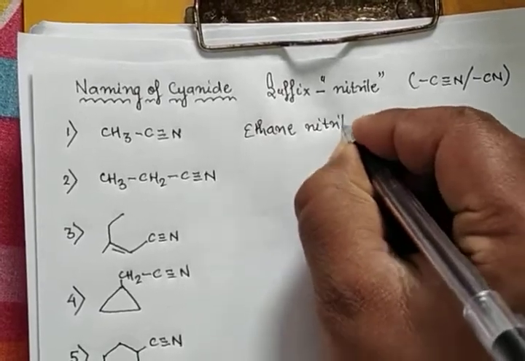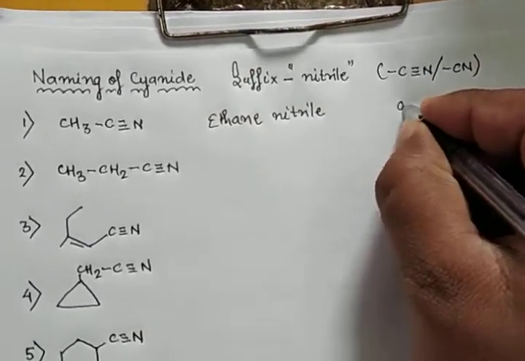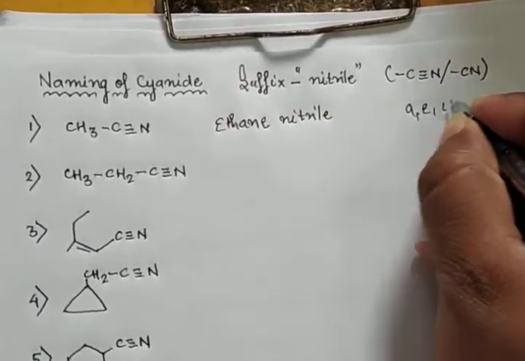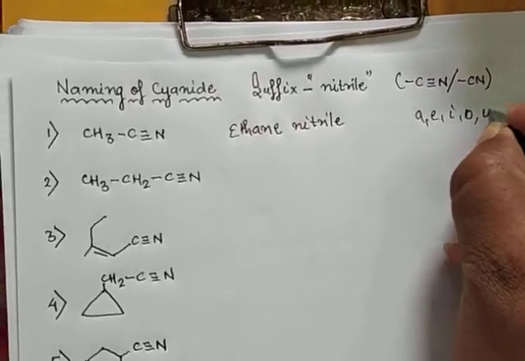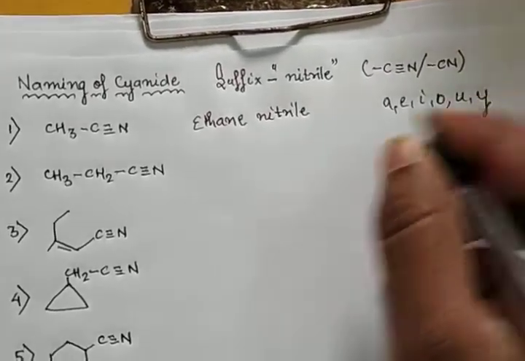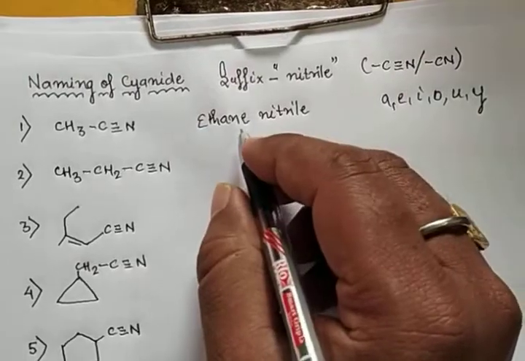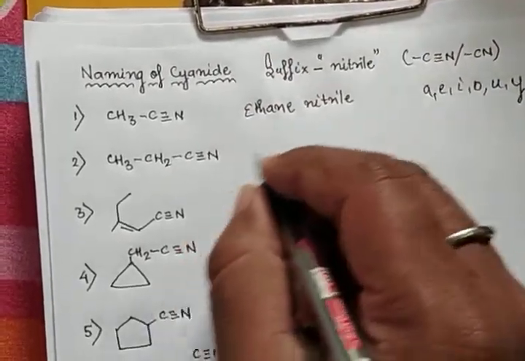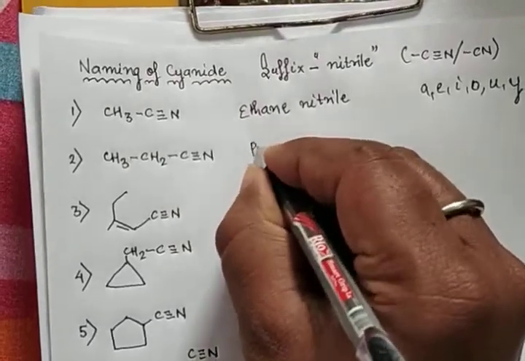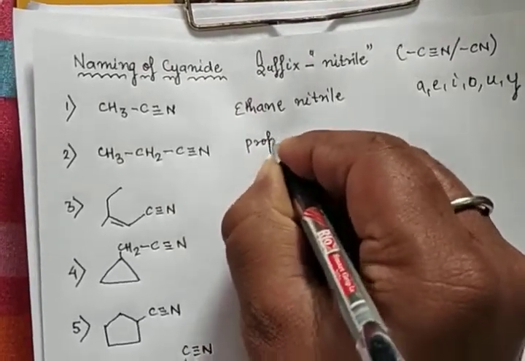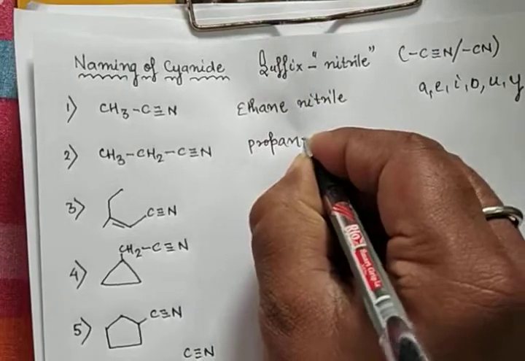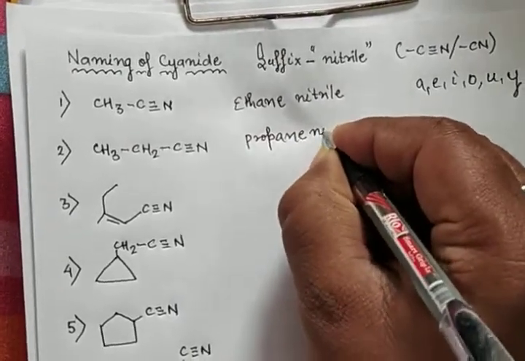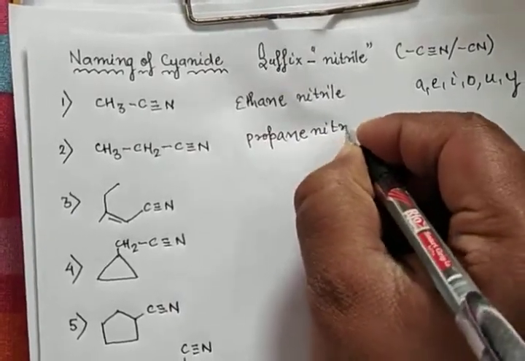So you know very well, A E I O U Y. No N is there, it means you write ethane in full. Now suppose you have 3 carbons, it means propane nitrile. Clear, all of you?